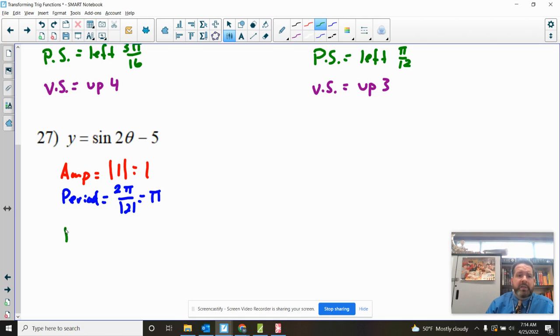Phase shift. Because there are no parentheses with a plus or minus, there is no phase shift. Hasn't moved left, hasn't moved right. And then lastly, vertical shift.